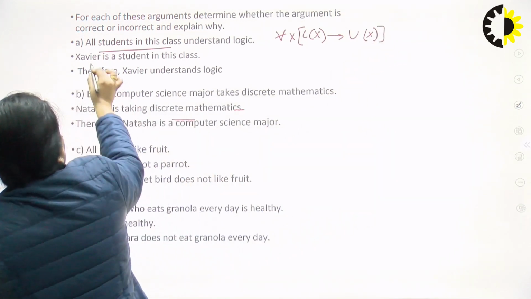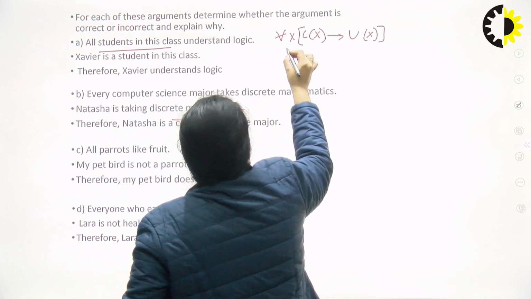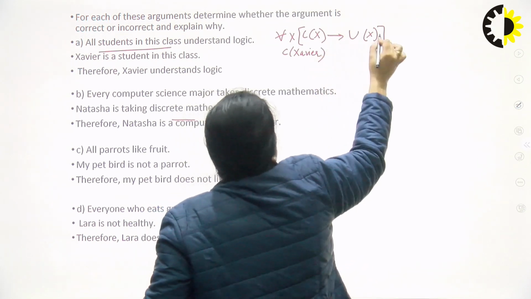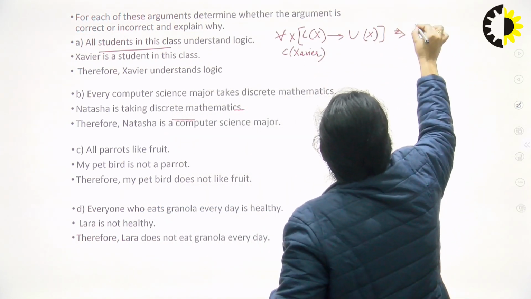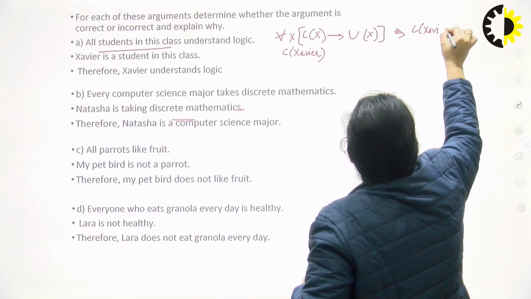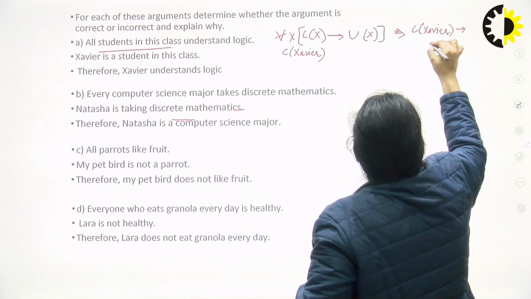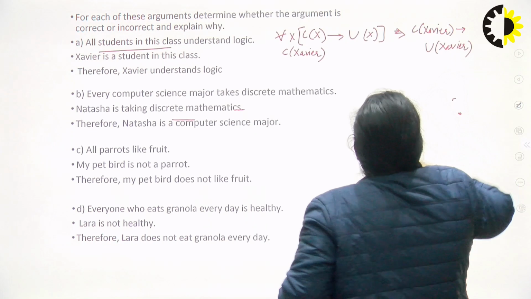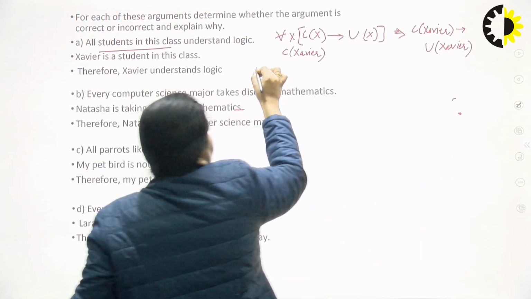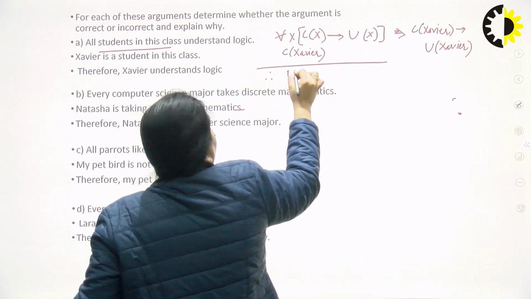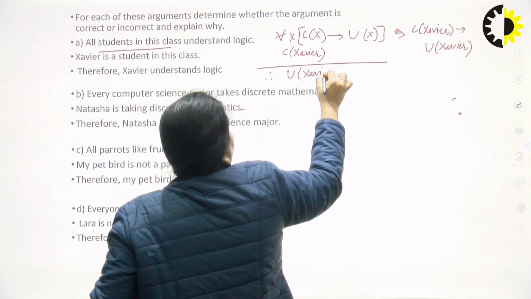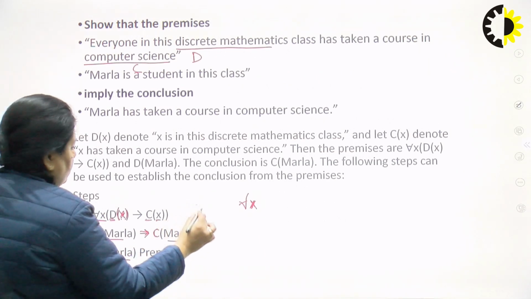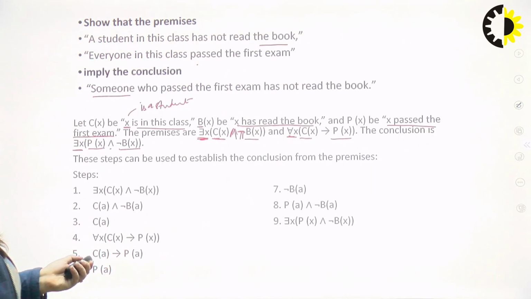Next one, Xavier is a student in the class. So, C(Xavier). And from this, I have concluded that C(Xavier) understands logic. Therefore, Xavier understands logic. Get the point? It is similar to the Marla example. We have done the same here. This is the same example.